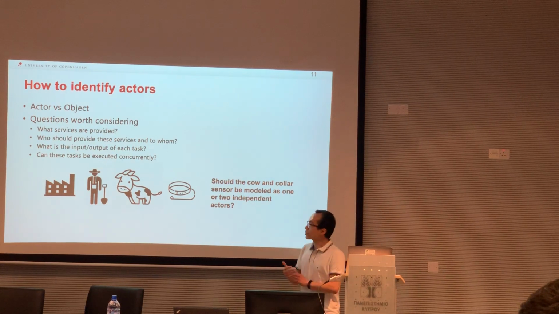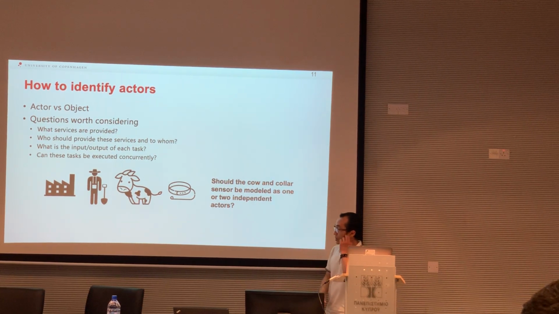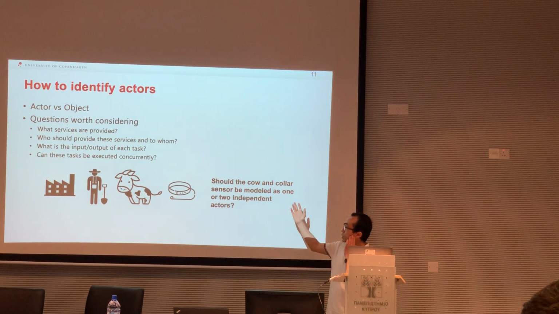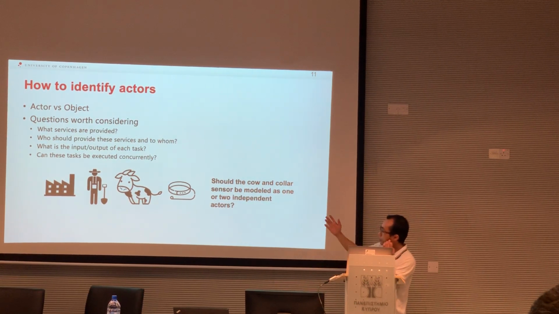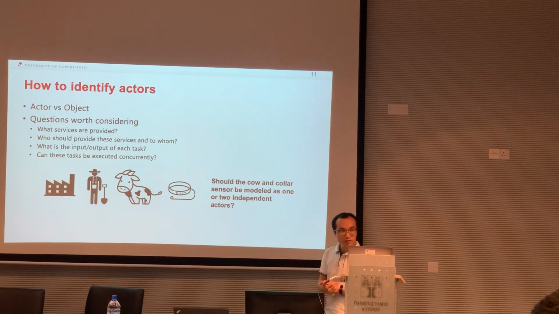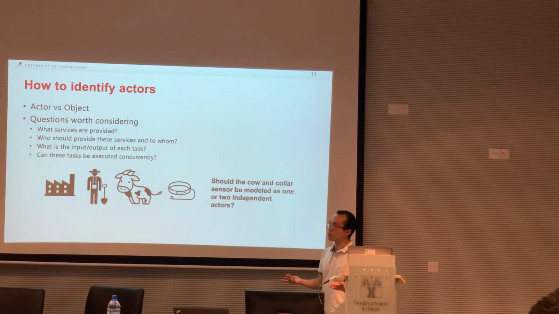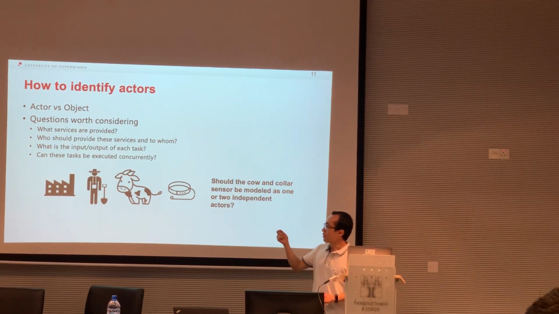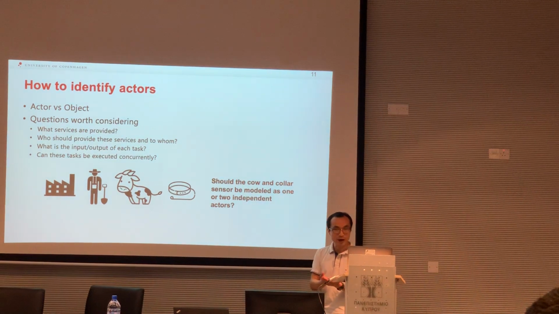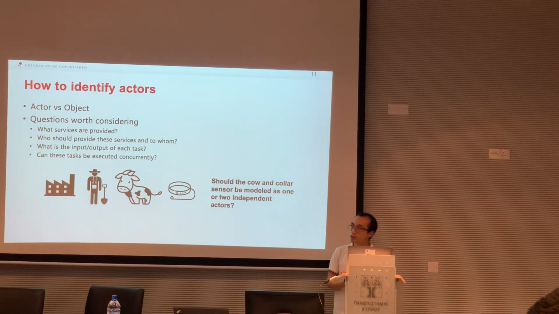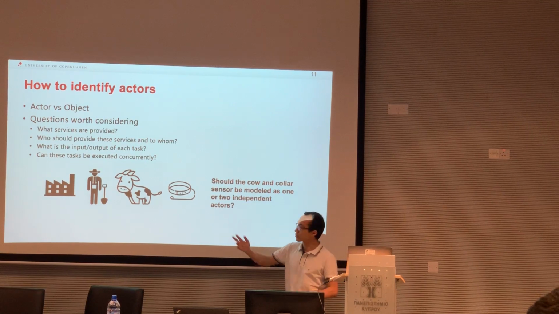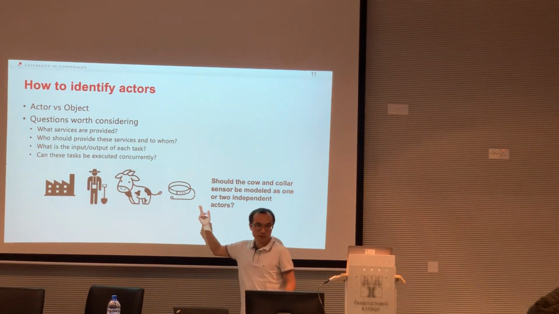There are some interesting questions in this particular case, for example, should the cow and the collar sensor be modeled as one or two independent actors? If we look back at the questions, what kind of services are we providing? If we only provide, for example, services of the location of the cow, then basically the cow and the collar combined together offer this service. So there's no benefit to modeling them as two actors.